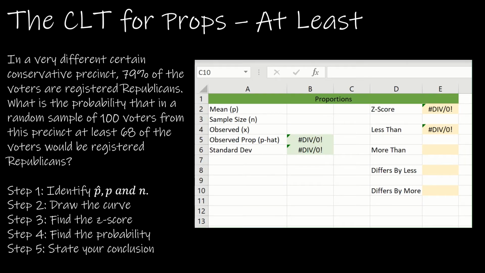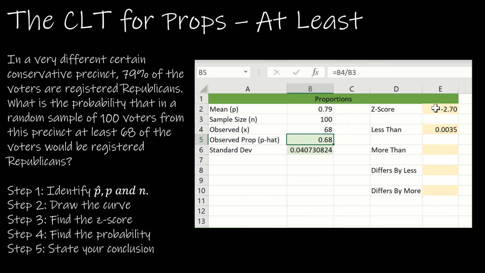Looking at our next question, we're now looking for more than, or excuse me, at least, which would be the same as more than. And so again, if it helps you, you can write more than, and then underneath you can write at least, so that you remember those are the same things. So again, what we're looking at here is a mean of 79%, and that is what we're expecting from Republicans in this other district. We still have 100 voters. The question says at least 68. So 68 would be 68 or more. And so again, I'm going to really just enter those values.